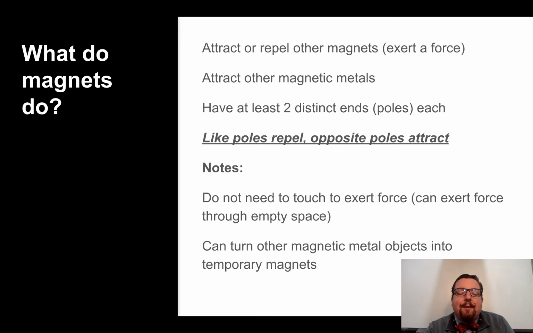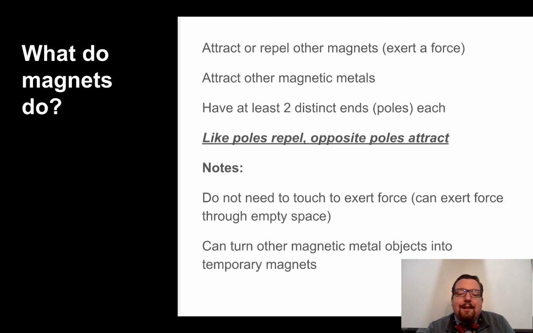If you have similar poles or like poles, like two north poles together or two south poles together, they repel each other. They push away from each other. If you have opposite poles, a north end and a south end, then they attract each other. Magnets do not need to touch to exert a force. This is what we call a non-contact force, which we learned about before. It can exert a force through empty space.